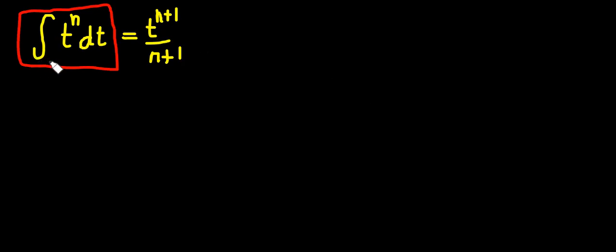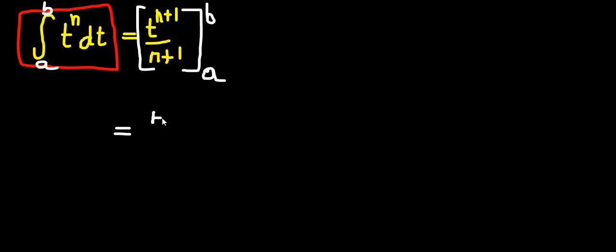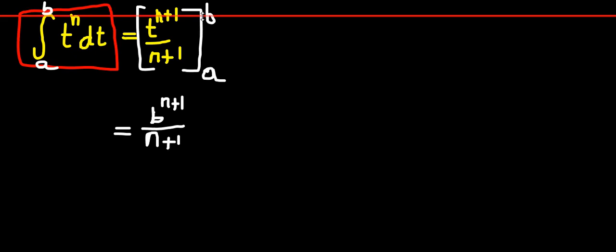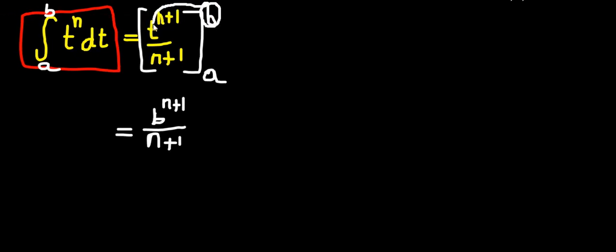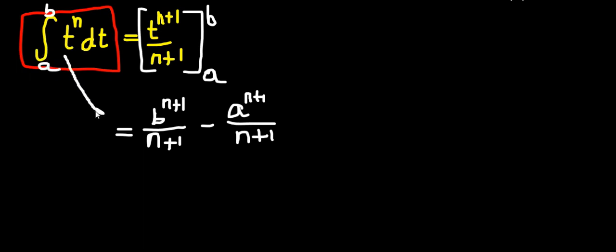If there is an upper limit and a lower limit, I take the lower limit as a and the upper limit as b, then this equation changes slightly. With lower limit a and upper limit b, instead of t we write the upper limit, so b^(n+1) by (n+1). Then I substitute a instead of t, so minus a^(n+1) by (n+1). This is the final value.